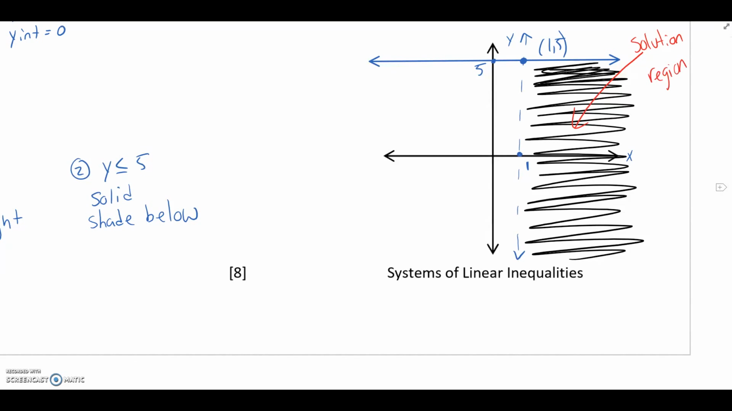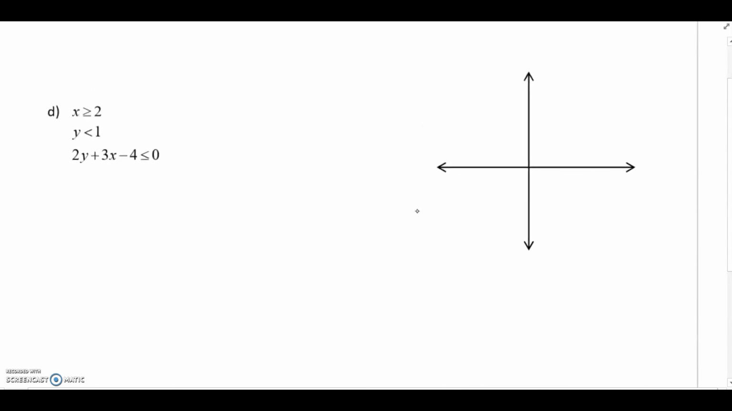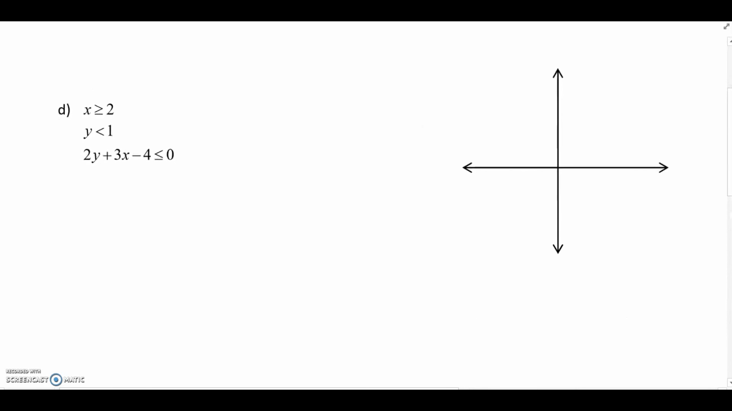Now in your package of notes you have one more example. I'm going to let you try that one on your own, but the solution will be in your notes if you go on our class website and check the notes. Just to note, you've got 3 inequalities here. You've got an oblique one down here. Your y less than 1 is your horizontal line. X greater than or equal to 2 is your vertical line.